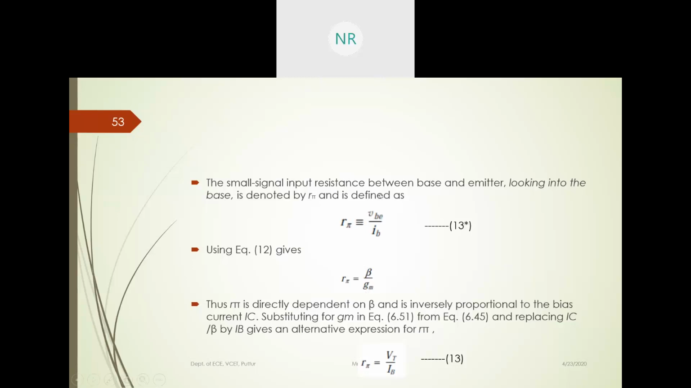is directly dependent upon the beta value and is inversely proportional to the IC value. How is it inversely proportional? Because GM we know it is IC by VT, right? So it is inversely proportional to the collector current. So if I substitute this GM value here, that is IC by VT, at that time that VT will go to the numerator. So VT into beta divided by IC. So beta by IC is nothing but inverse of IB, right? That I have written here.